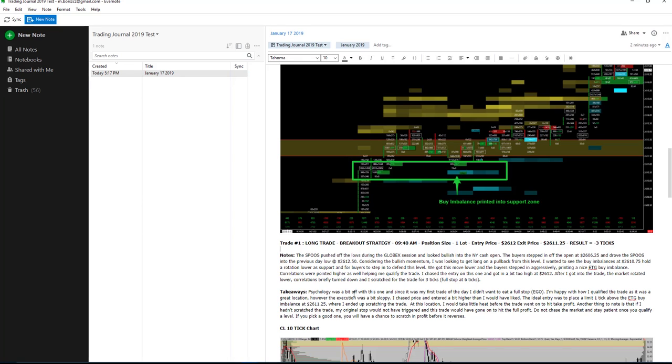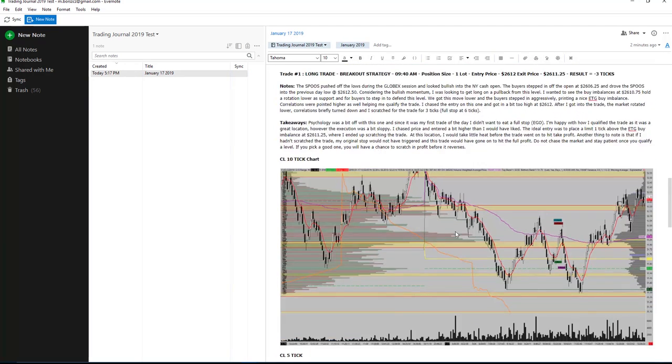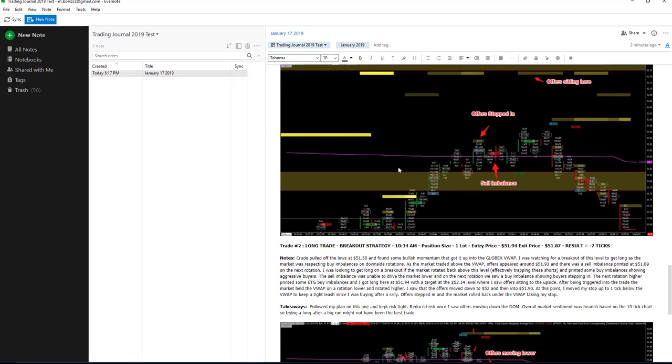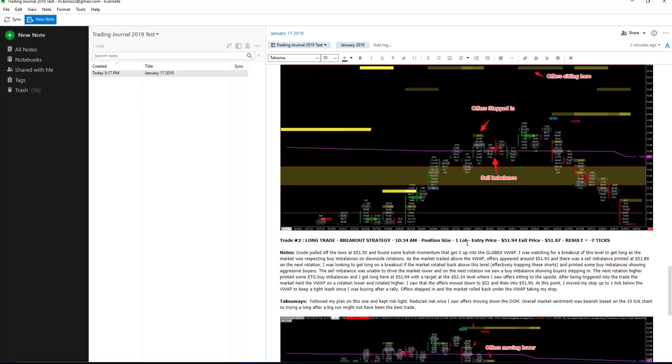So little things like this will help you determine where you're making mistakes in your execution so that going forward, you can eliminate those mistakes and fine tune your performance. Scrolling down here, we've got the CL charts. So I had 2 trades on this one as well. You can see the second trade was a long trade using the breakout strategy again.